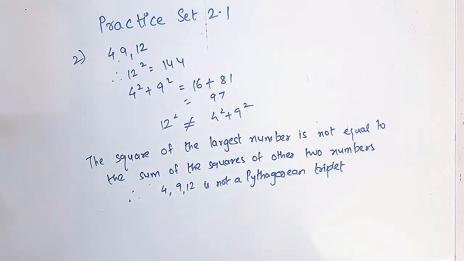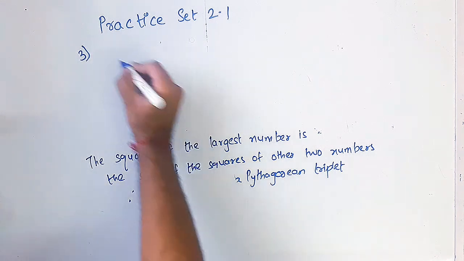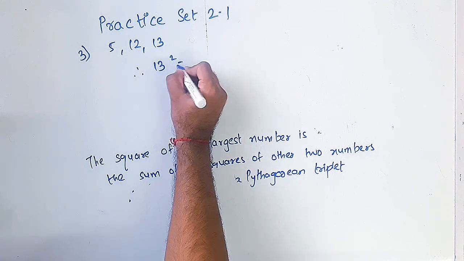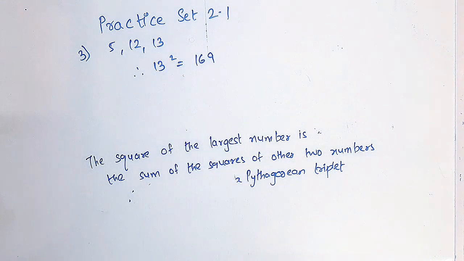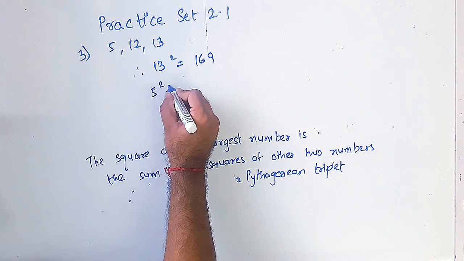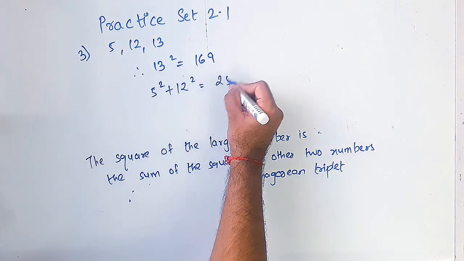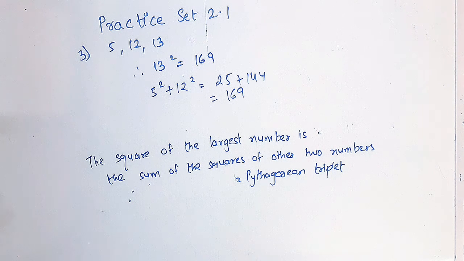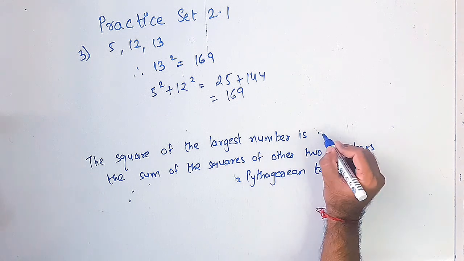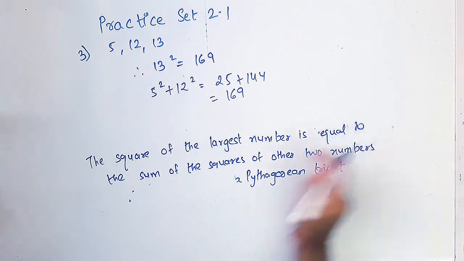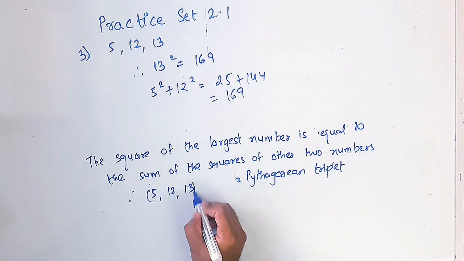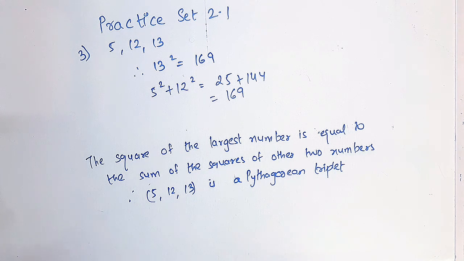Okay, then third one given is 5, 12, 13, where you can see 13 square is 169. Let us do the squares of the other two numbers. 5 square plus 12 square is 25 plus 144, so that is equal to 169. So here the square of the largest number is equal to the sum of the squares of the other two numbers. Therefore 5, 12, 13 is a Pythagorean triplet.